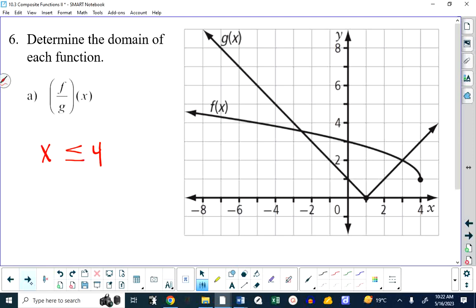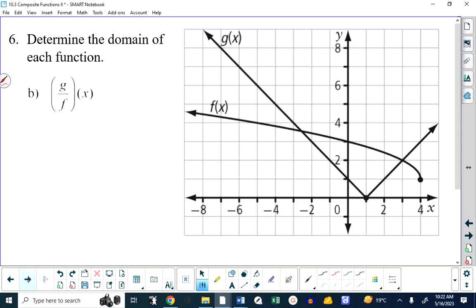I'll give you a hint. No, it's not. Why is that common domain not the domain of f over g? Thomas? X can't equal 1. Excellent. Why, Thomas, can x not equal 1? Right. At this point, g of x is 0, so you would be dividing by 0.